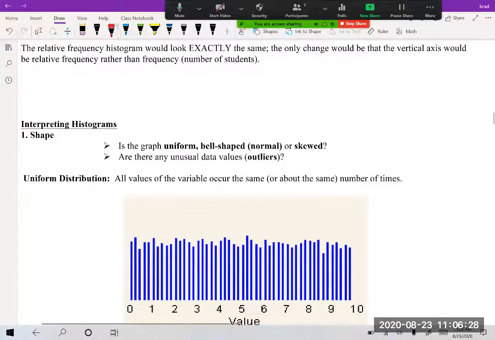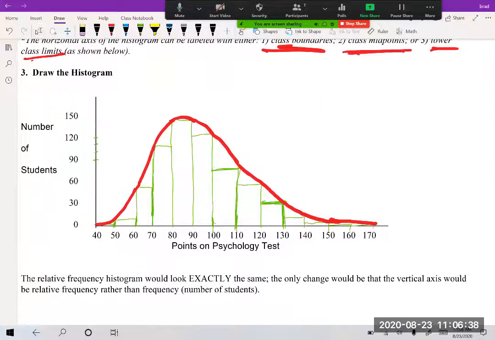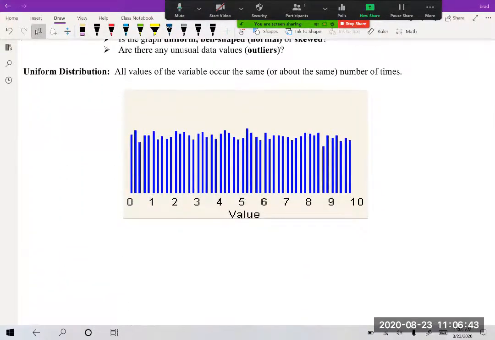It says the relative frequency histogram would look exactly the same. The only change would be the vertical axis would be relative frequency rather than frequency. So instead of being 0, 30, 150, it would be percentages or decimal points, right? Adding up to 1. Okay.